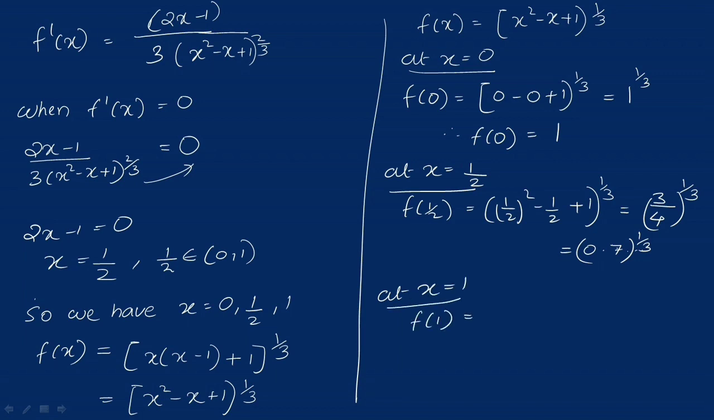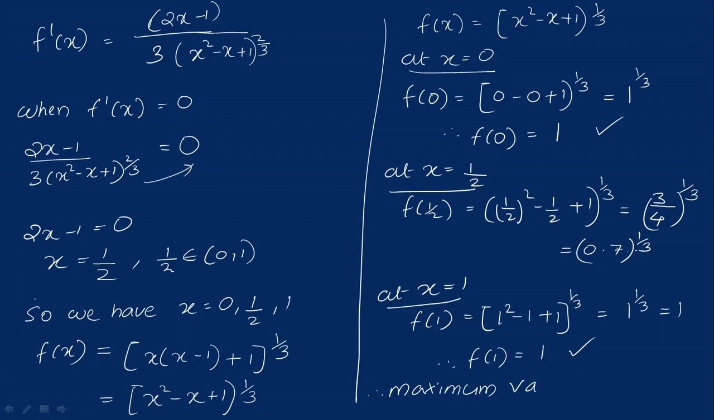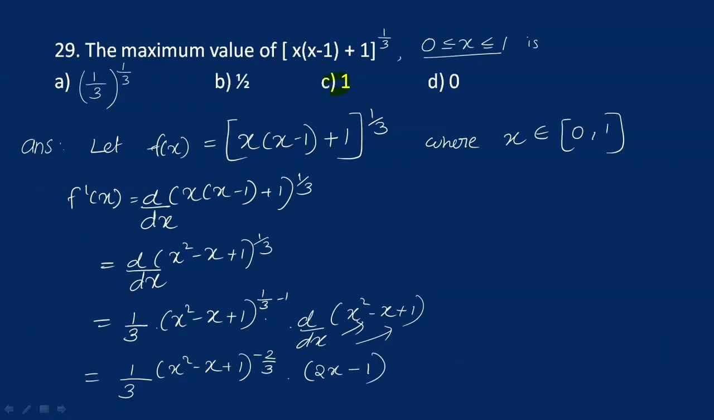Now at x = 1, f(1) = (1² − 1 + 1)^(1/3), that is 1^(1/3), which is 1 itself. So we have f(0) = 1 and f(1) = 1. The maximum value is at f(0) = 1 and f(1) = 1, that is, at x = 0 and at x = 1. So the maximum value of the given function is 1, option C.